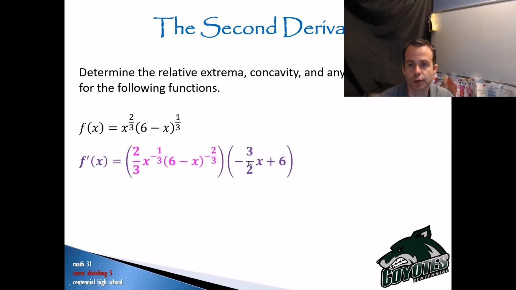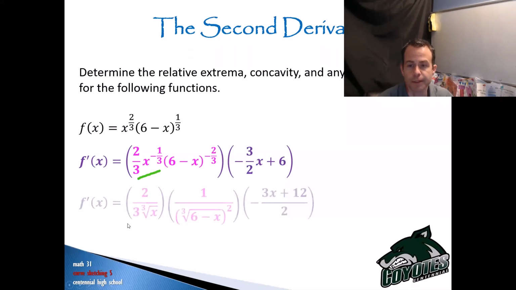So I'd have negative 3/2x plus 6. Okay. Now this guy here, x to the negative 1/3 will come to the bottom. So that'll be 2/3 cube root x. This will also come to the bottom. So that would be 1 over the cube root of 6 minus x all squared. And then this is on the top right now. So I'd want to try and work with that a bit.